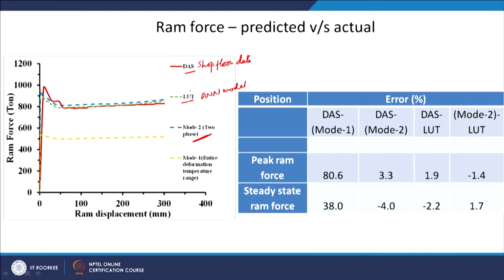So, you can understand that the constitutive equation we were trying to develop is able to predict a very close value to the actual shop floor data as well as what we have got from the ANN model. That gave us the confidence that the constitutive equation we are developing is more accurate than if we consider the whole temperature range, where different phases will be dominating at different temperatures. So, that is not the right way to develop the constitutive equations.